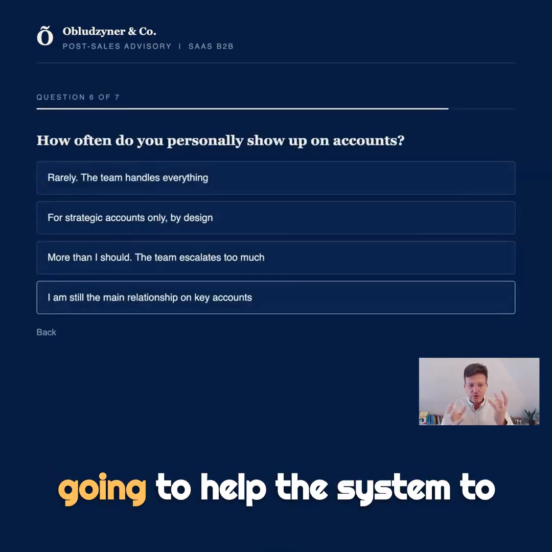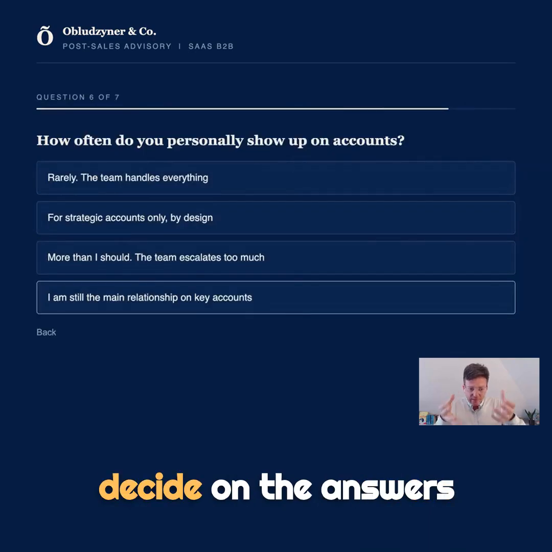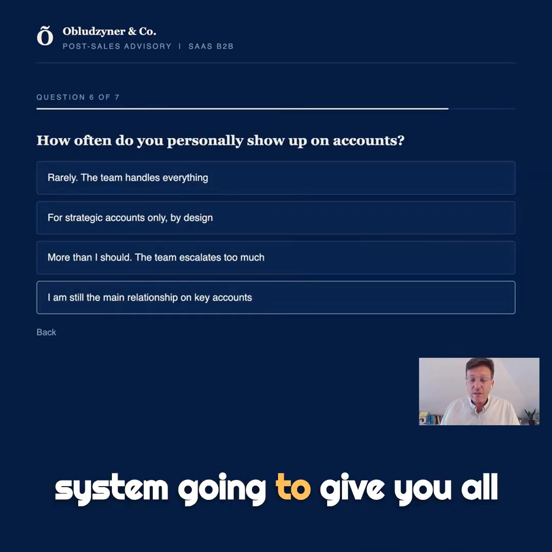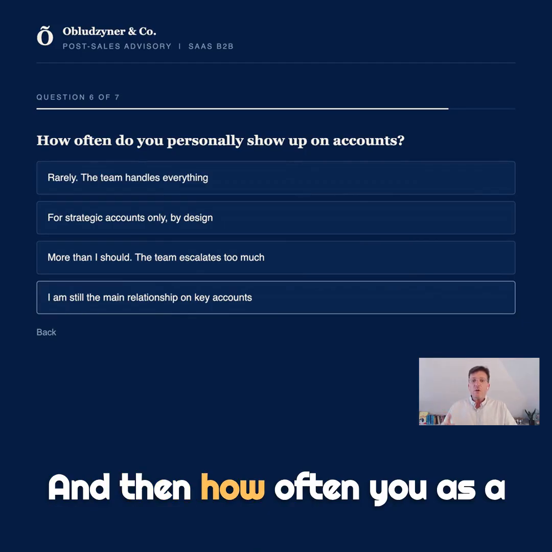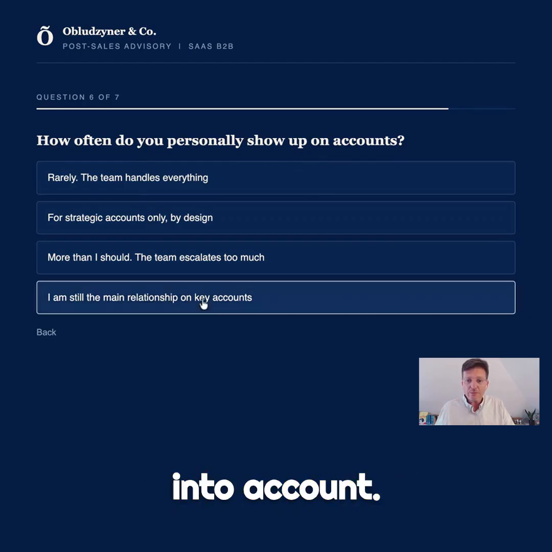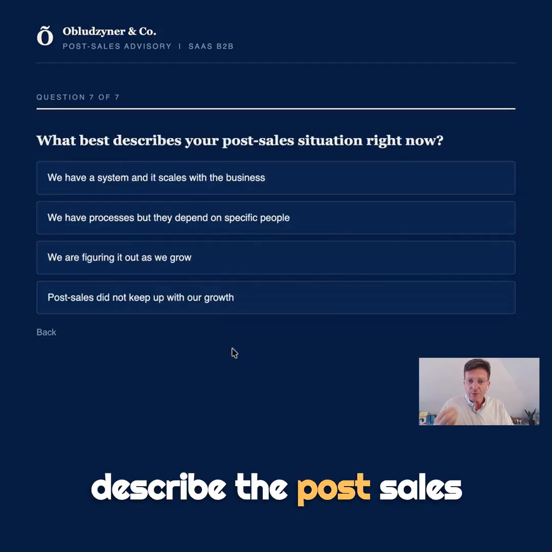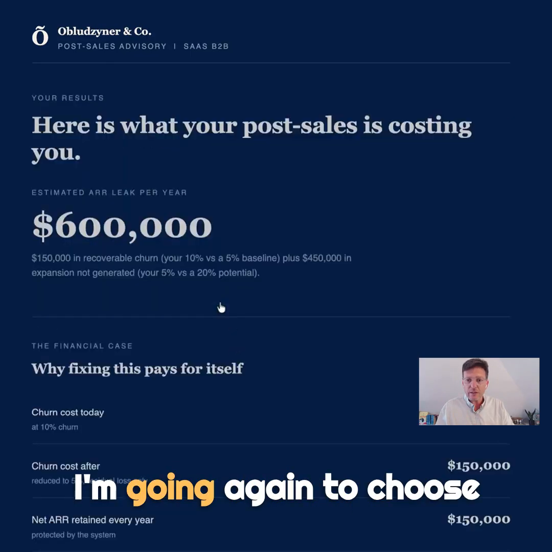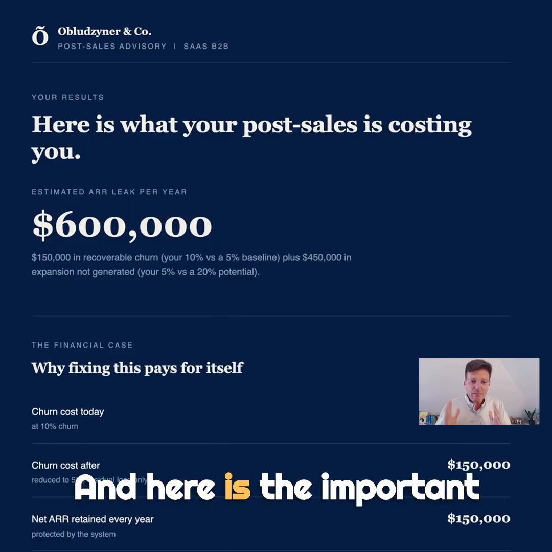And then about the visibility that you get from your team. Again, all these questions are going to help the system to decide on the answers it's going to give you, all this calculator. And then how often you as a CEO or you as a founder personally need to get involved into accounts. Okay, how do you describe the post-sales situation? I'm going again to choose the last one. And here is the important part.